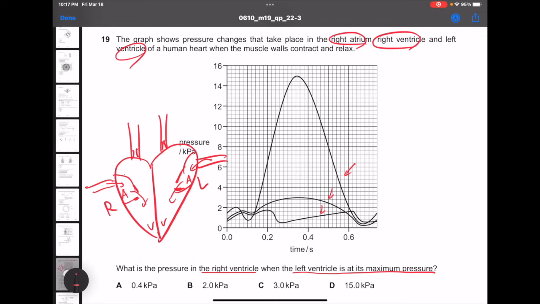exerted by atria is very, very low, because the atrium has a very thin wall, thin muscles, so there's not much pressure that's produced by the atrium. So I'd say the lowest pressure line represents the right atrium, and now we're left with 2 ventricles, the right and the left. The right ventricle and the left ventricle here.